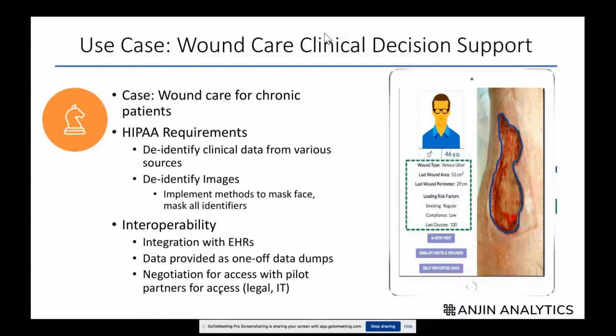But other issues I've encountered have been people using these regulatory issues to really just say no, not saying no up front, but saying no after a long, drawn-out process.